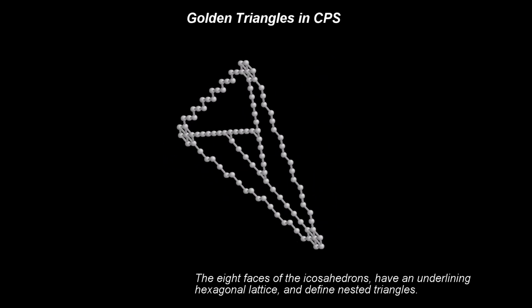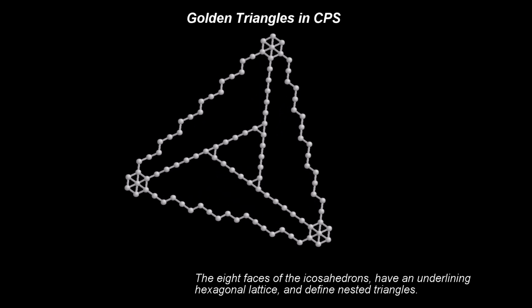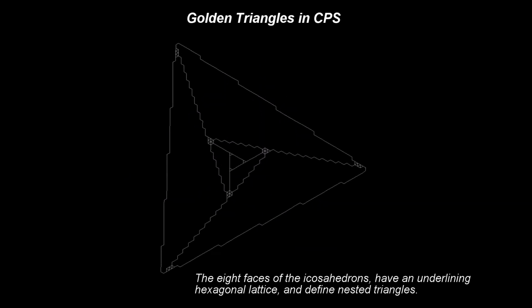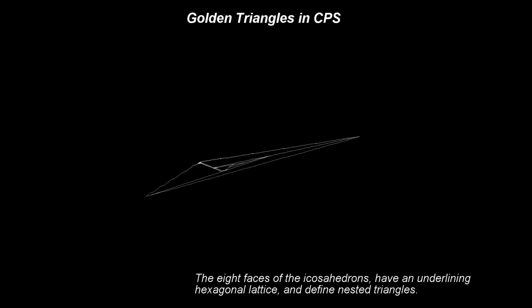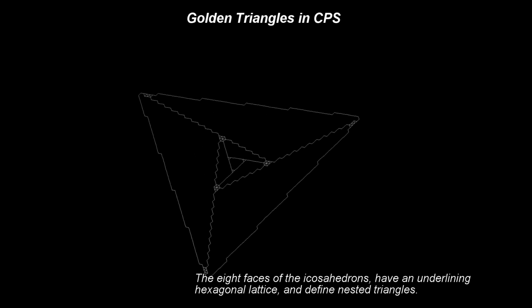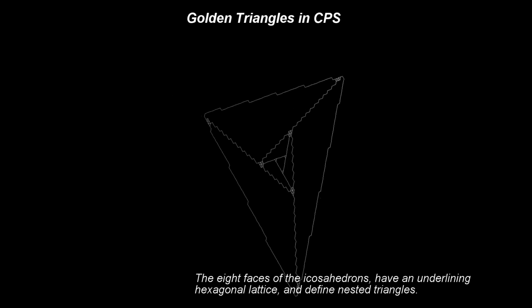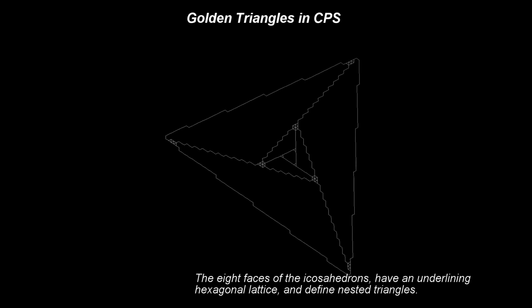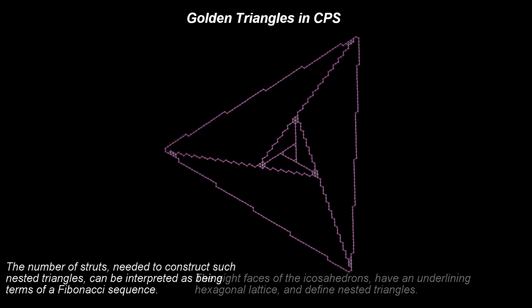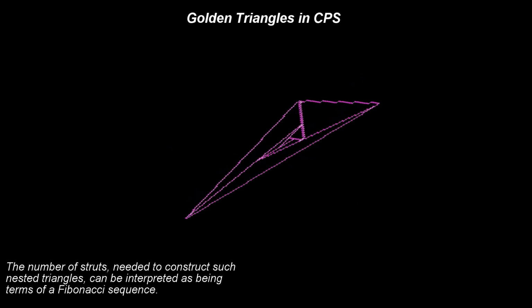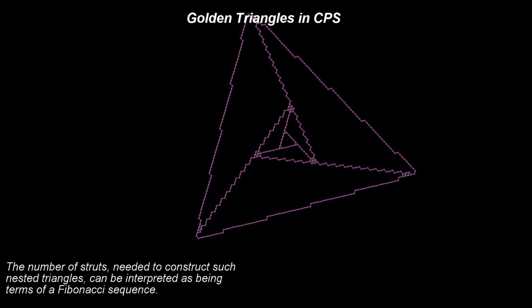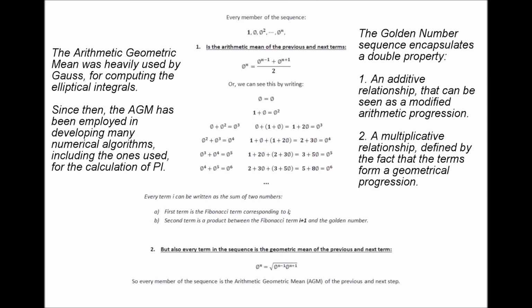Before concluding this video, let's look into the relationship between the golden number and the arithmetic geometric mean, AGM. The arithmetic geometric mean was heavily used by Gauss for computing the elliptical integrals. Since then, the AGM has been employed in developing many numerical algorithms, including the ones used for the calculation of pi. Let's restate a remarkable fact about the golden number powers sequence. The sum of 2 consecutive terms determines the next term.